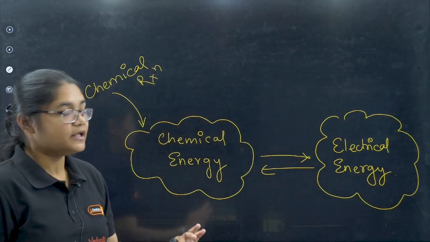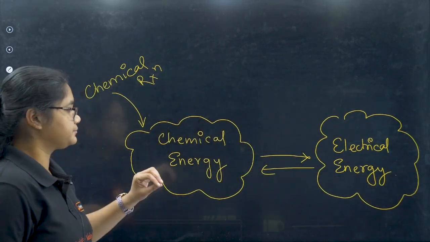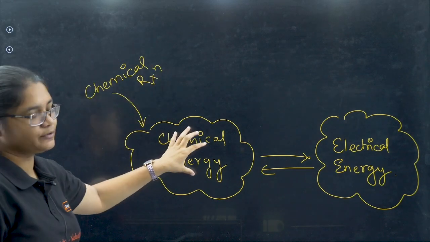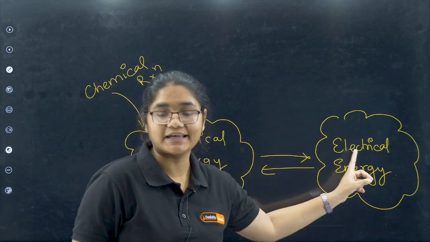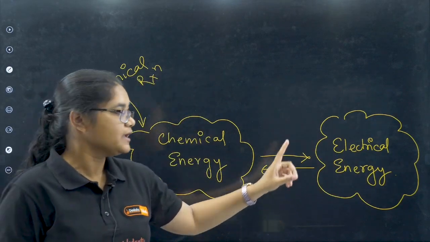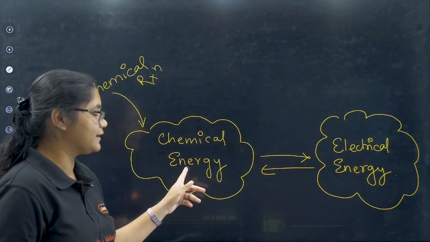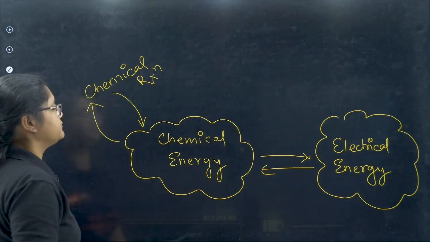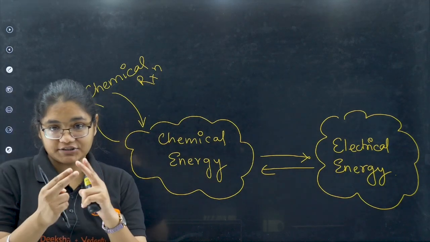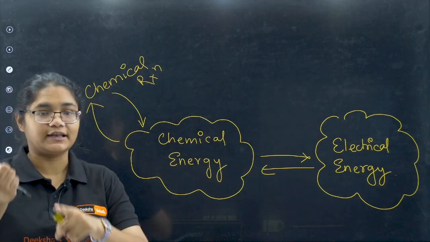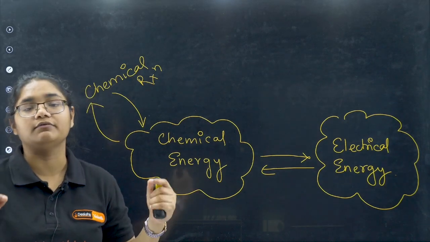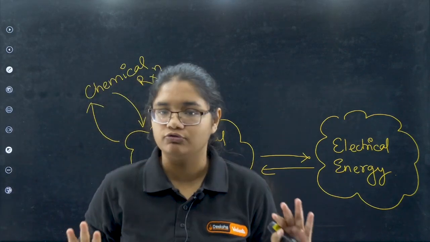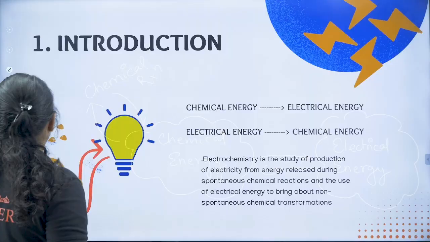Clear? So if you see, a chemical reaction takes place, it gives you chemical energy, and that chemical energy can be converted to electrical energy. If electrical energy is there, that can be converted to chemical energy, and as a result chemical reactions will occur. So this conversion, chemical to electrical energy and electrical to chemical energy, is what we are going to study in this particular chapter, and I hope that is clear to all of you.